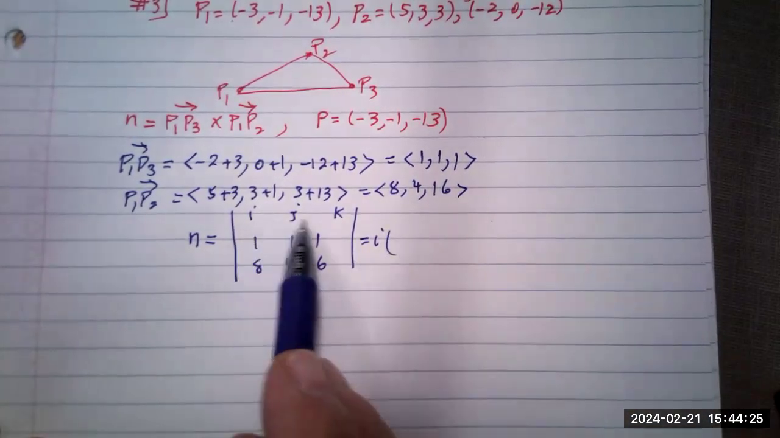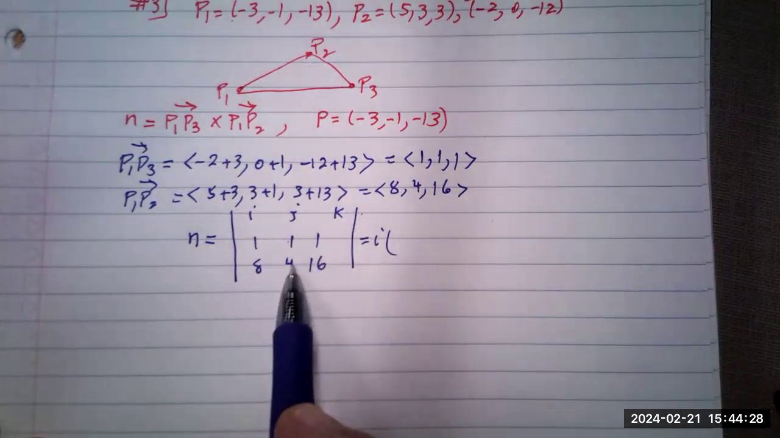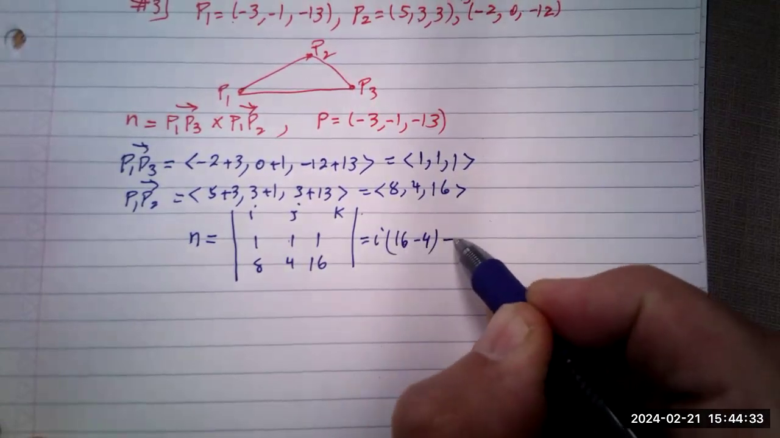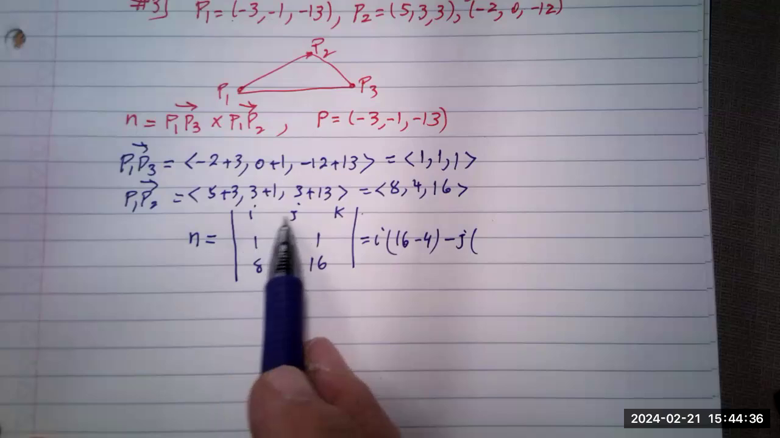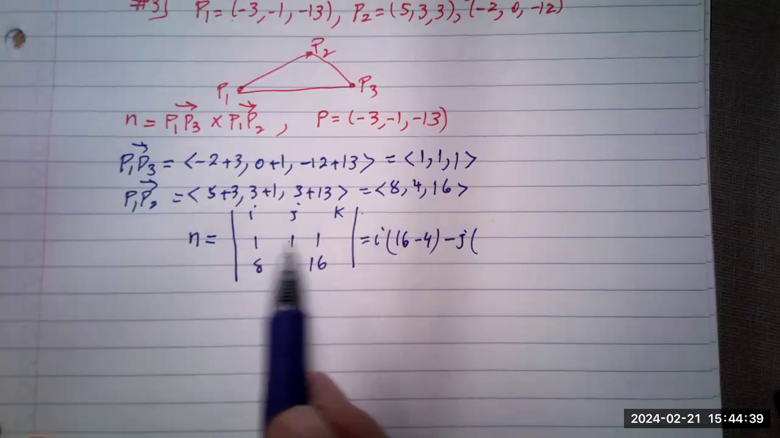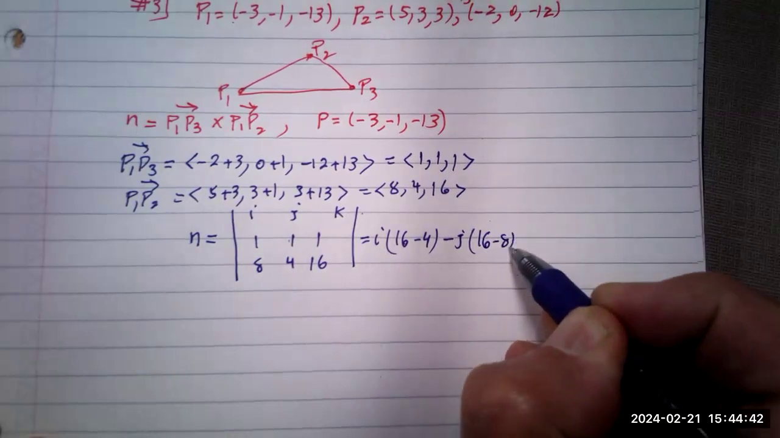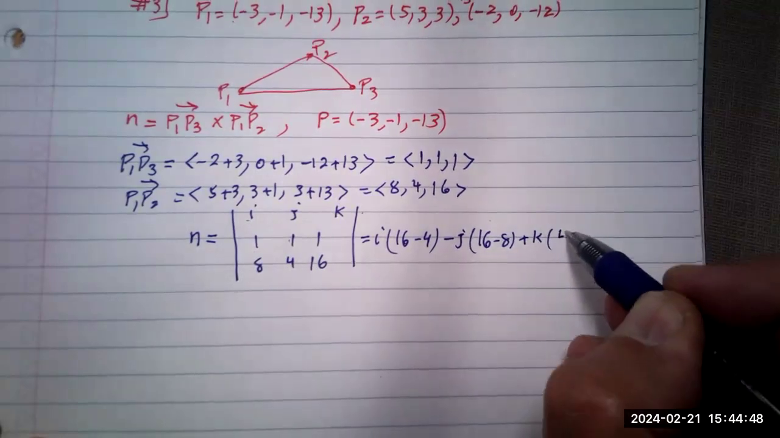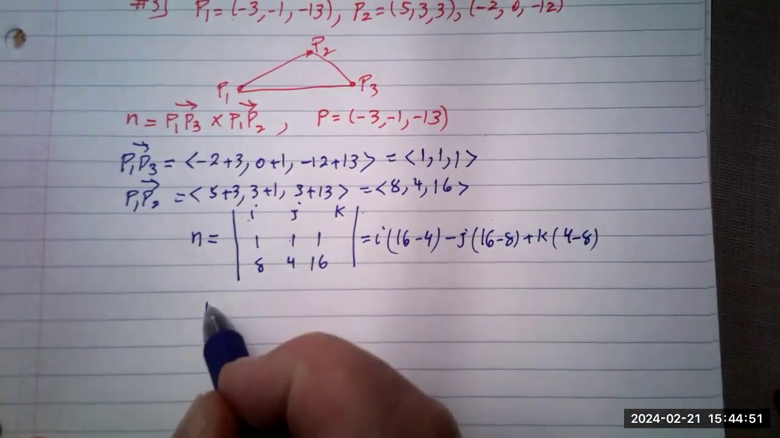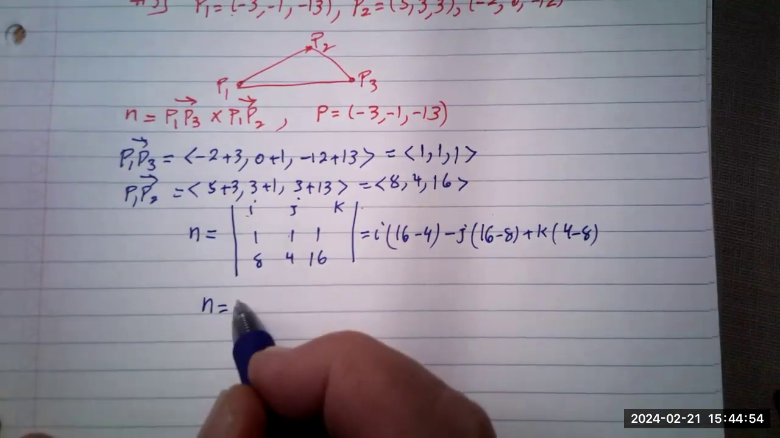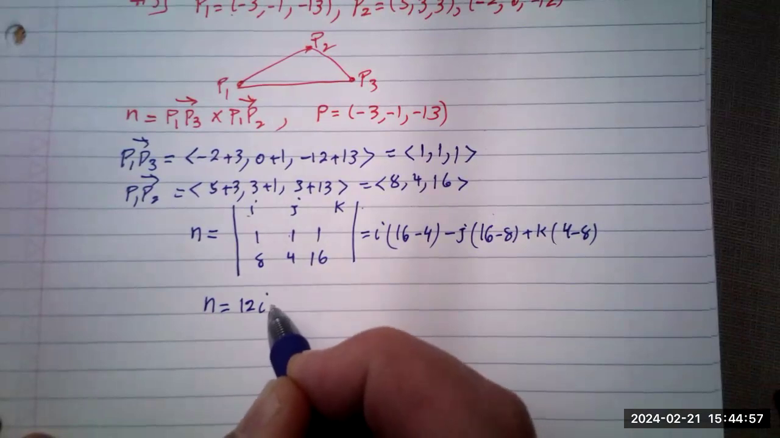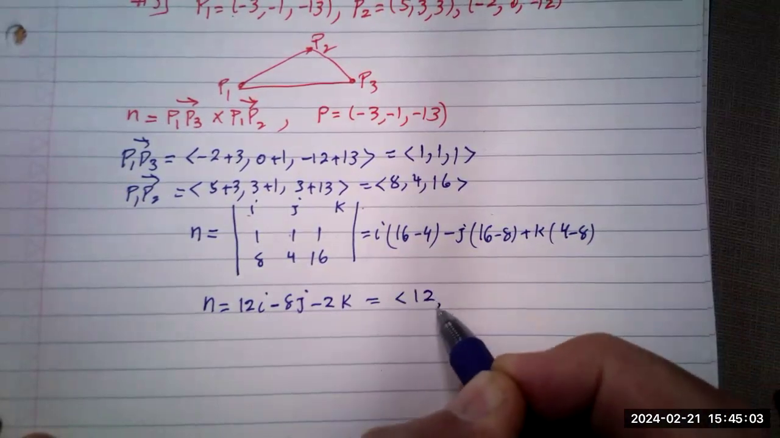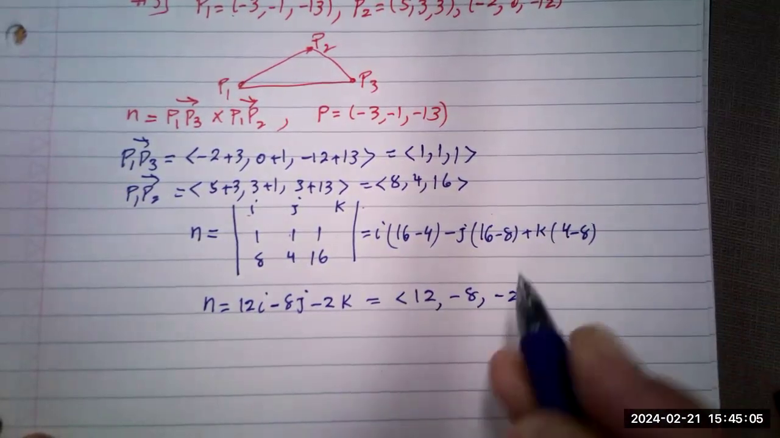Okay, I times, you eliminate the first row, first column of the matrix: 1, 1, 4, 16, and that gives you 16 minus 4. Minus J, eliminate the first row, second column: 1, 1, 8, 16. So it's going to be 16 minus 8. Then we get K, eliminate the first row, last column. So it's going to be 4 minus 8. So your vector is going to be 12I minus 8J and minus 2K. So it's 12, -8, and -2.